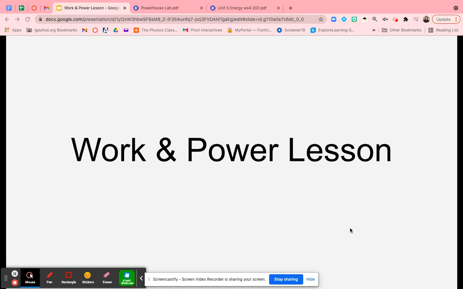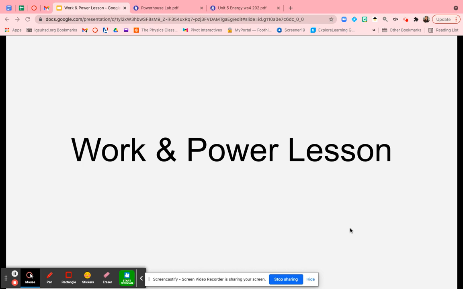All right, so this is our work and power lesson. We are going to talk about work and power before we actually calculate our own work and power in the Powerhouse Lab. So for students that are absent today and need to do this lab from home, you can definitely do this lab from home using a scale in pounds, converting it to kilograms, a timer on your phone, and a ruler to measure some steps in your house. Doesn't have to be a ton of steps, just a few steps to measure a change in height.